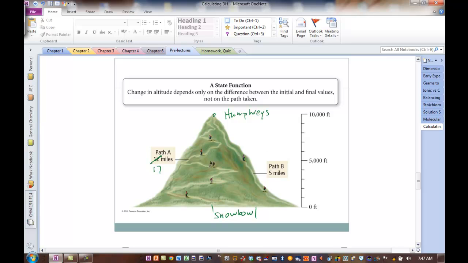All right. And then this is the other pathway. But we're starting in the same place. We're ending in the same place. Our delta is the same. Our difference, in this case in elevation, is the same. And that's what we're talking about in a state function. As long as we go from the same reactants to the same products, our delta in enthalpy will be the same. And that is the basis of Hess's law.